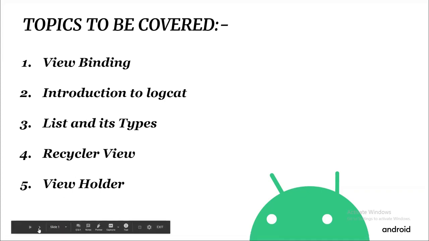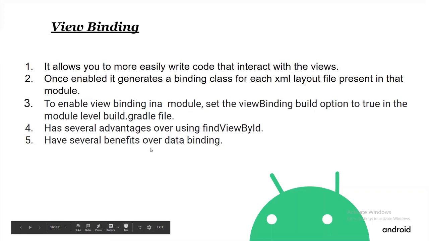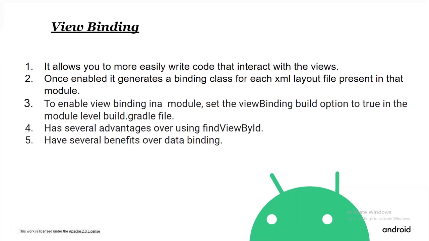So coming to the view binding. View binding is a feature that allows you to more easily write code that interacts with views. Once view binding is enabled in a module, it generates a binding class for each XML layout file present in that module. An instance of a binding class contains direct references to all views that have an ID in the corresponding layout. In most cases, view binding replaces findViewById.